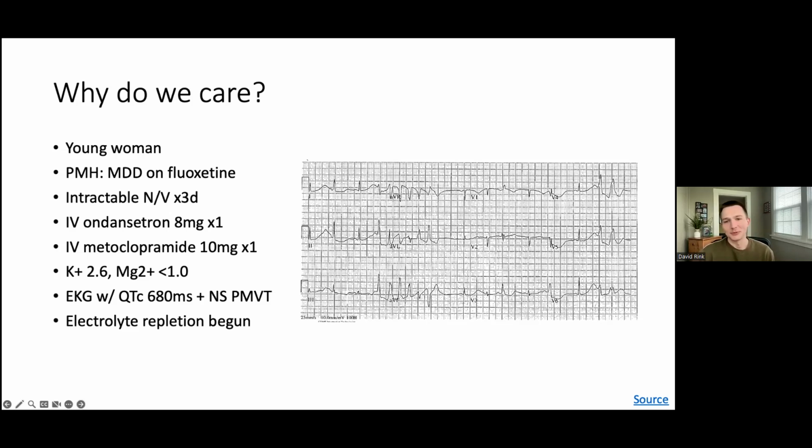She then lost consciousness. They were unable to palpate a pulse, and ACLS was initiated. Simultaneously, electrolytes were repleted. Fortunately, the case had a good outcome, but I think it highlights the importance of this issue that we often don't think about in this amount of detail.